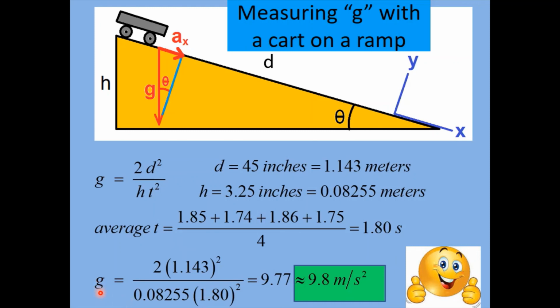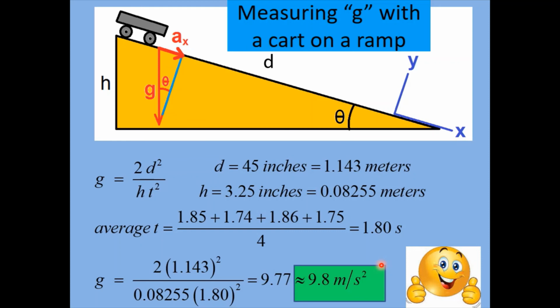So our estimate for g is 2 times 1.143 squared over 0.08255 times our time 1.80 squared. And amazingly, this turns out to be 9.77. If we round this to 2 significant figures, we get 9.8 meters per second squared, which is exactly the result we were looking for.